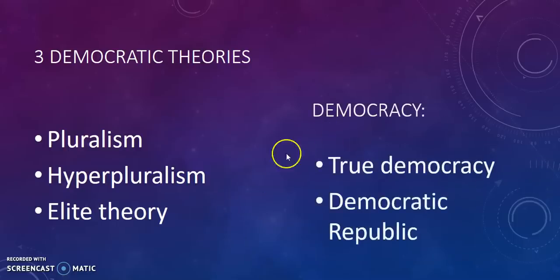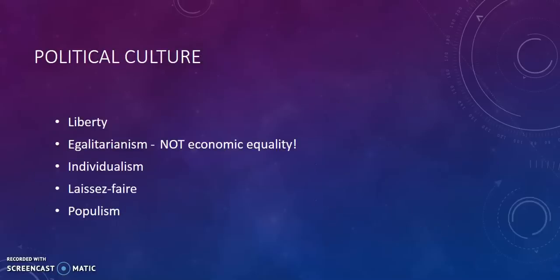Now, when you look at democracy, keep in mind that the United States is not a true democracy. That's more like Athens in Greece, right? We are a democratic republic. It would be too complicated to have everybody vote on every single thing. We're not all experts. We don't all have the time. So we have a democratic republic where we elect politicians to represent our beliefs.